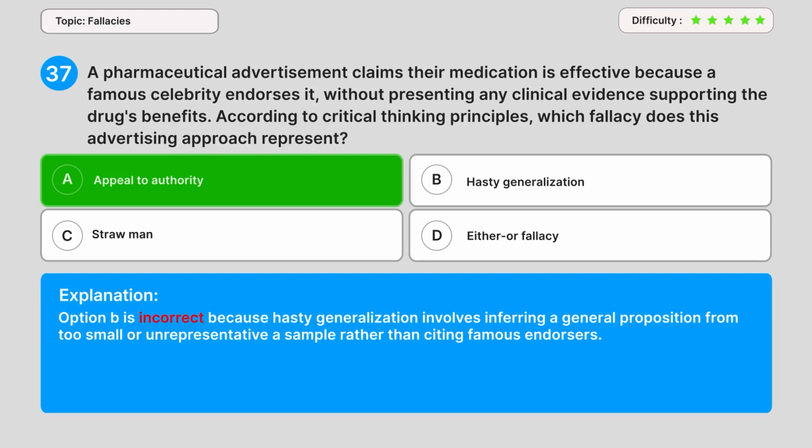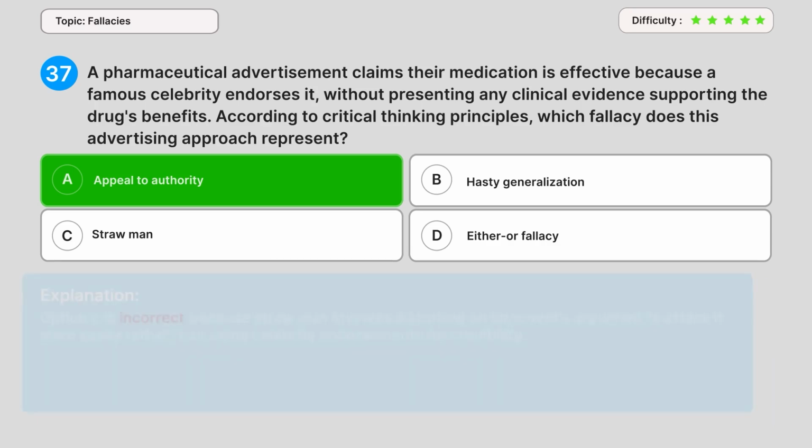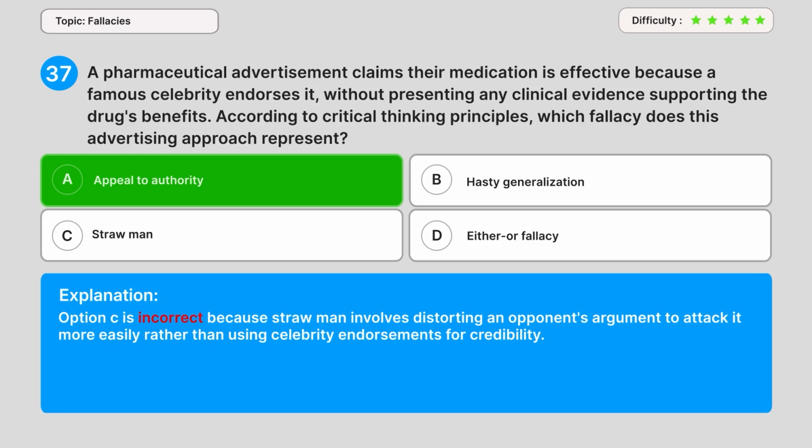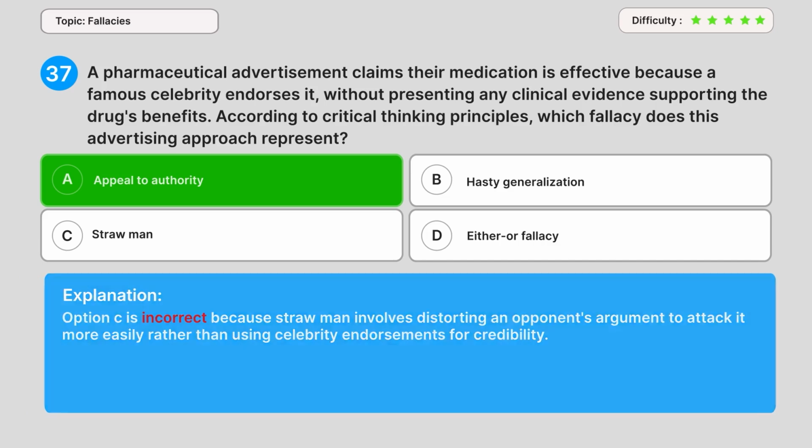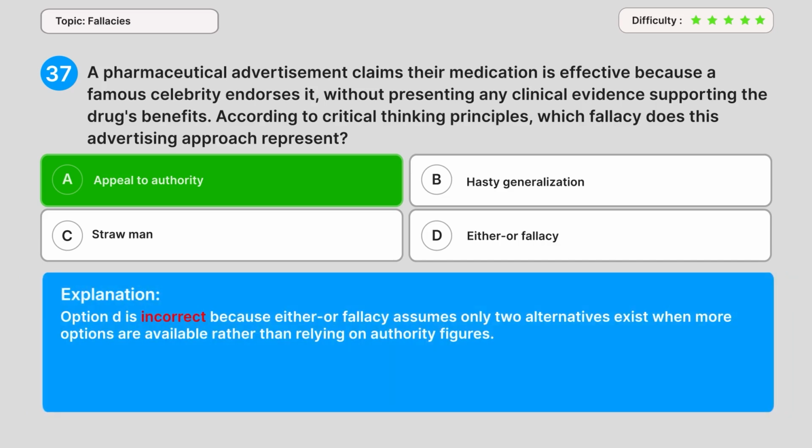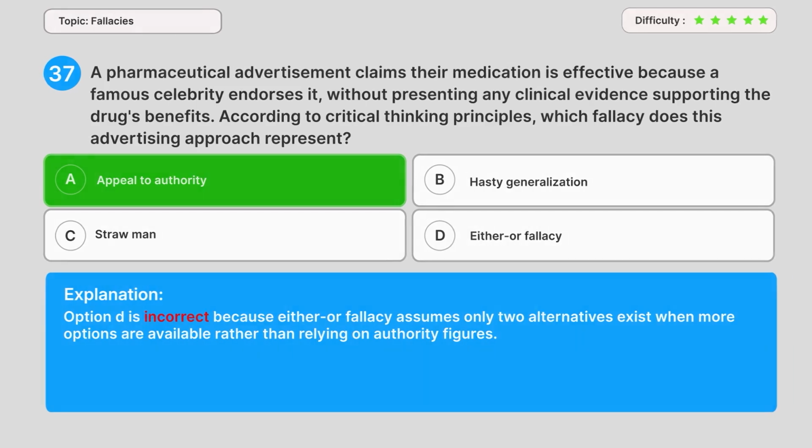Option B is incorrect because hasty generalization involves inferring a general proposition from too small or unrepresentative a sample rather than citing famous endorsers. Option C is incorrect because straw man involves distorting an opponent's argument to attack it more easily, rather than using celebrity endorsements for credibility. Option D is incorrect because either-or fallacy assumes only two alternatives exist when more options are available, rather than relying on authority figures.